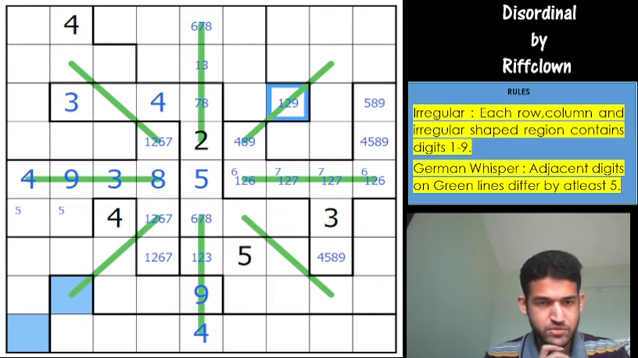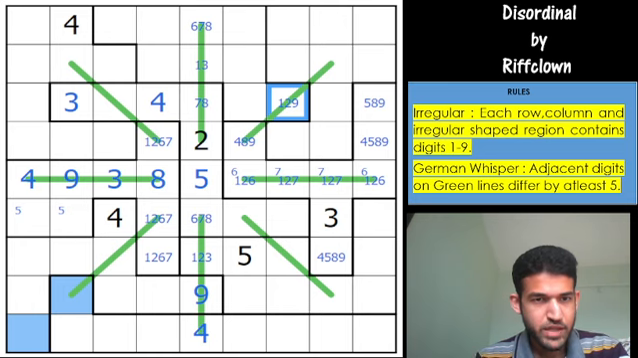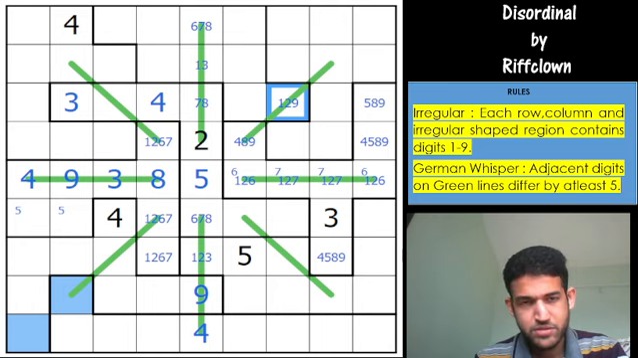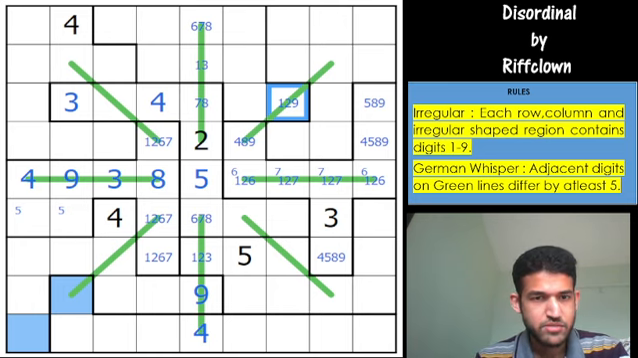Okay. So can we use the in-out rule of irregular here? Looks interesting.